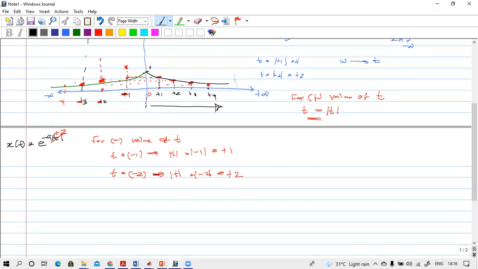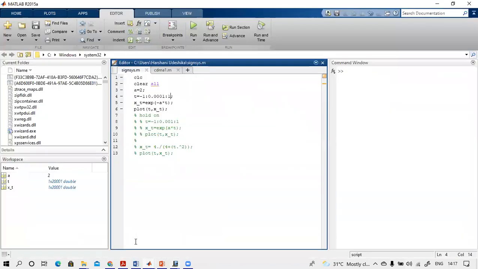Correct? So what is this part? This is e^(at). Because if you consider the e^(+at) function, it looks like this, and it is 0 here. So this will be e^(-at) plus e^(at), not minus. So to understand better, let's see it in Matlab.